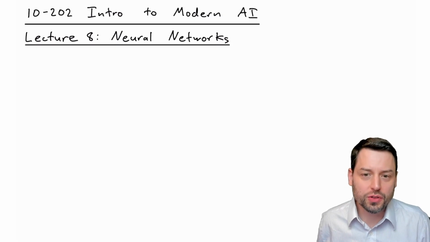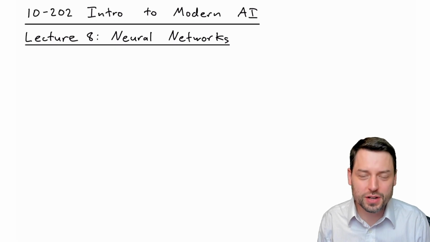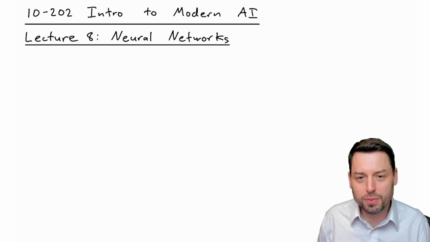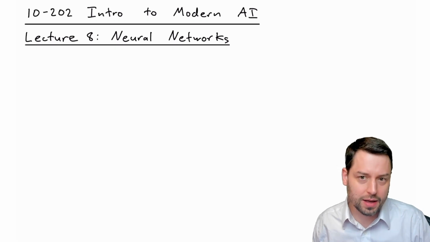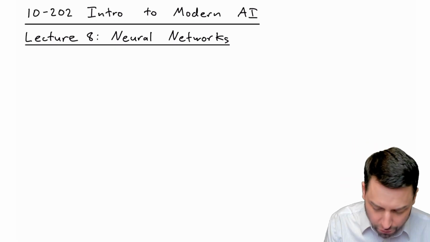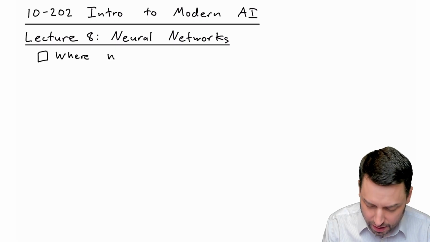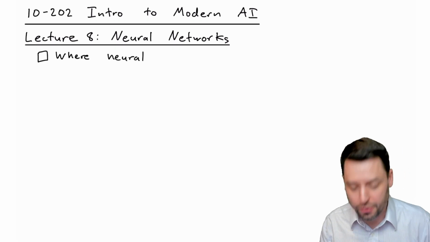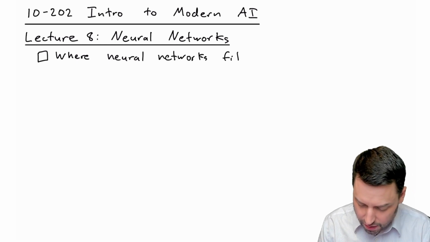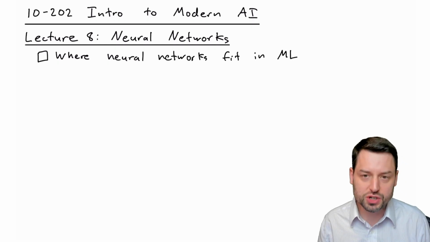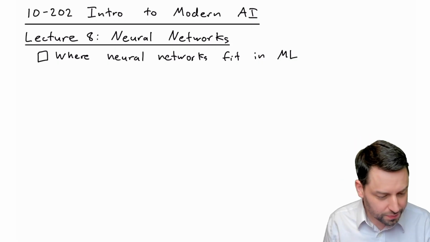Today we're going to talk about neural networks, and in particular, we're finally going to move on from linear models to a class of model that people, at least as a large component, really use in modern AI methods. So in particular, we're first going to talk about where neural networks fit in machine learning. We've talked a lot about machine learning so far, and I want to situate neural networks in that framework.